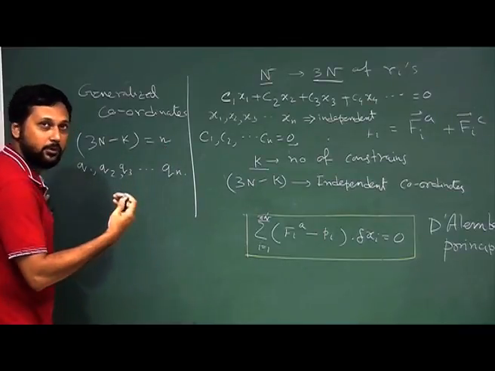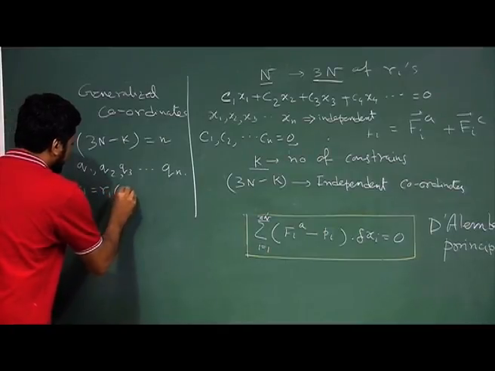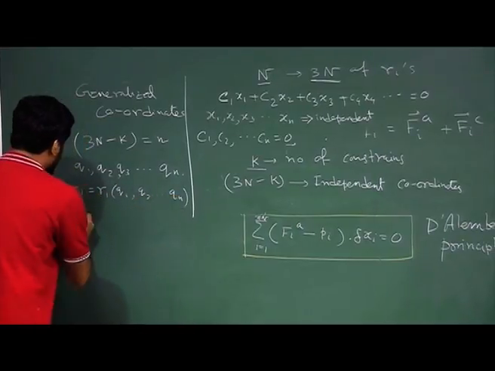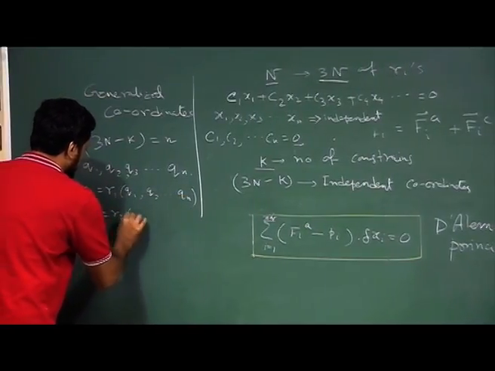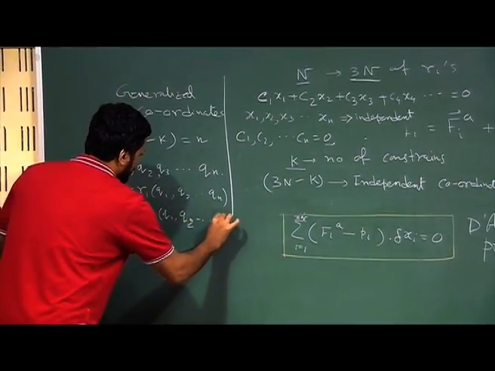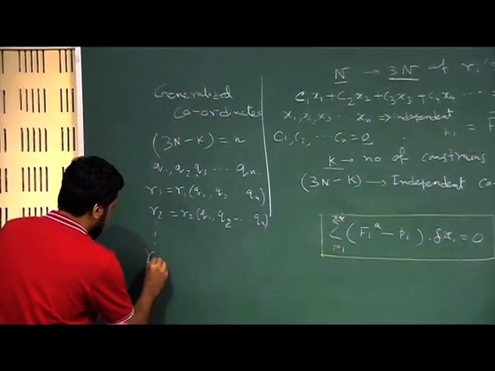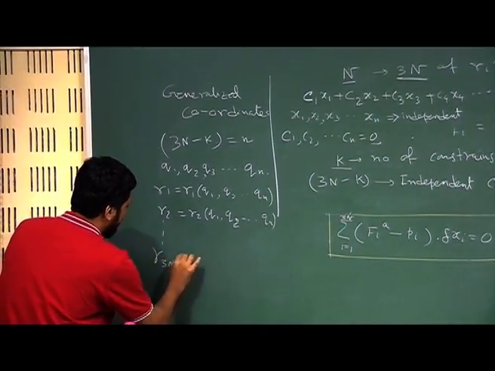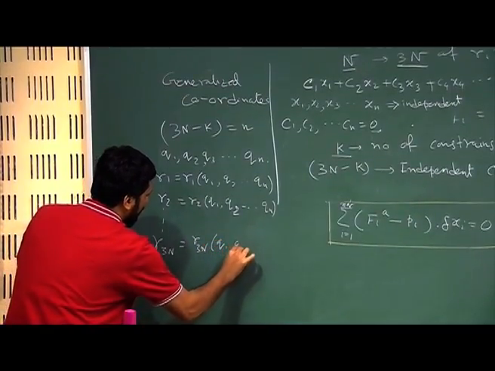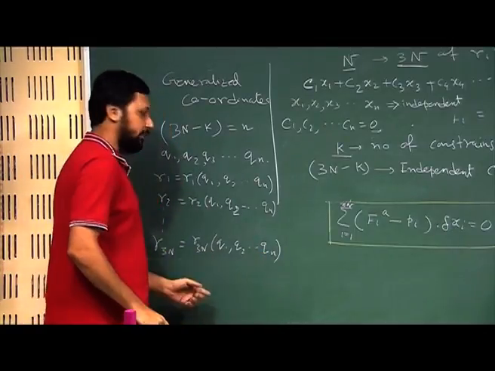There has to be some sort of transformation equation which says R1 is a function of q1, q2, up to qn, R2 is a function of q1, q2, up to qn, and similarly R3n is also a function of q1, q2, up to qn. There has to be a relation.